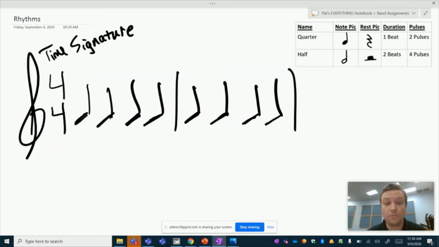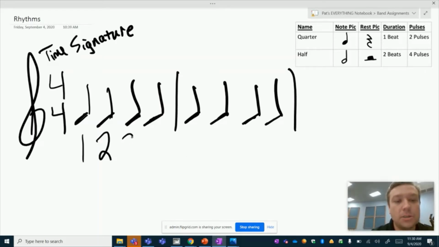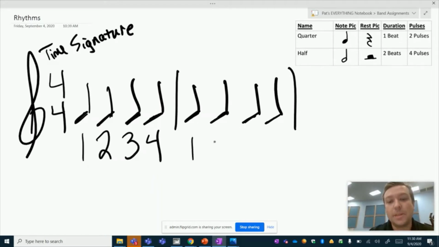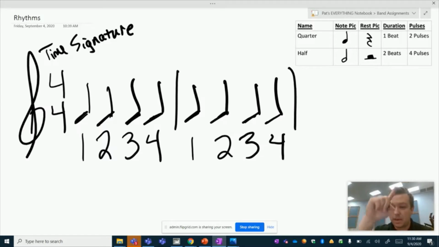Now, we're going to write this in. Last time we worked on writing, we wrote a big 1, a big 2, a big 3, and a big 4, like that. We're going to add something this time. As you can see up in the top right up here, I have this little table, and it says the name of the note, the picture, the rest picture, the duration, and the pulses. So a quarter note looks like that picture. There's a quarter rest that looks like that. It gets 1 beat and it has 2 pulses.